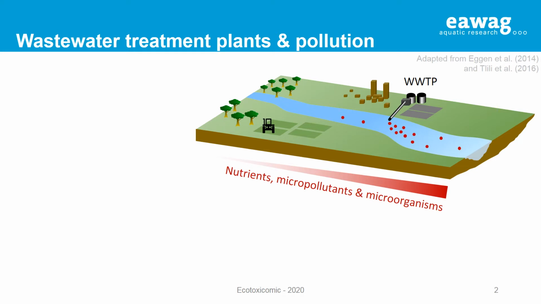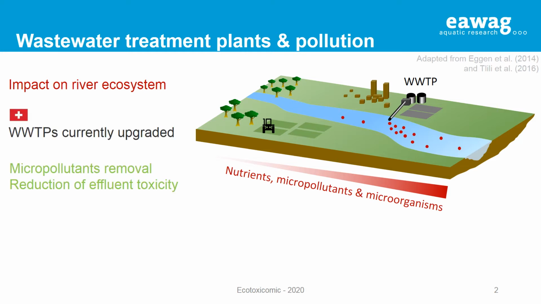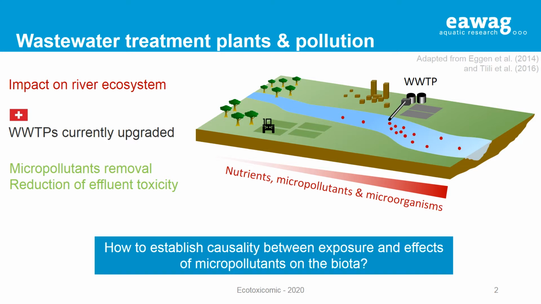Wastewater treatment plants can constitute the main point source pollution in streams by discharging an effluent rich in nutrients, micropollutants, and microorganisms. Among these constituents, one major concern comes from the micropollutants, which can impact the river ecosystem. Therefore, wastewater treatment plants in Switzerland are currently upgraded in order to remove micropollutants and consequently reduce the effluent toxicity. However, the challenge is to establish causality between exposure and effects of micropollutants on the biota.